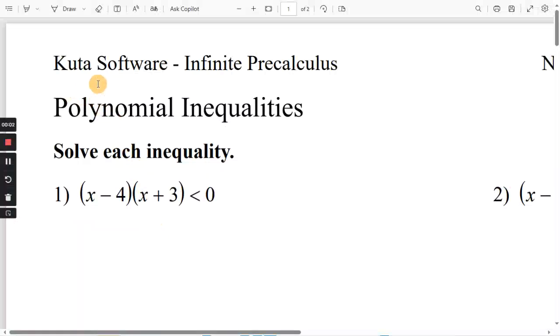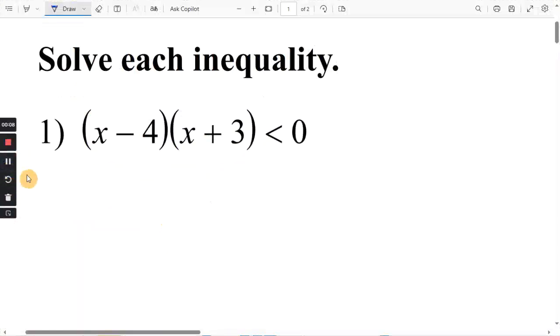This will be for the Kuta Software worksheet, Polynomial Inequalities. All right, so they want us to solve each inequality. And right here is our polynomial, and the inequality symbol is right here. It's going to be greater than or less than, and in some cases, also equal to 0.